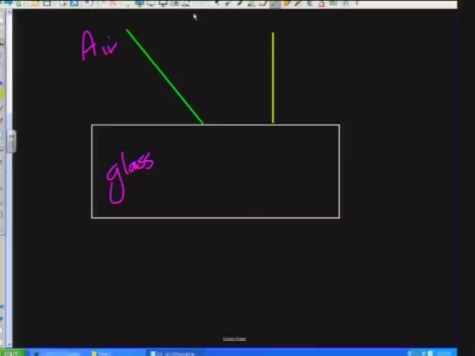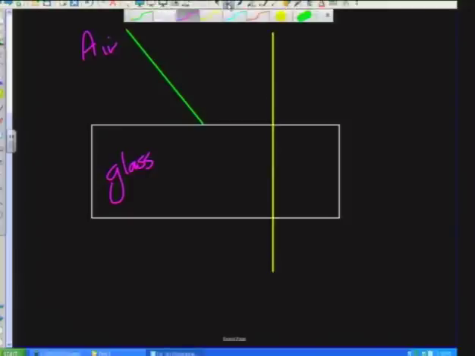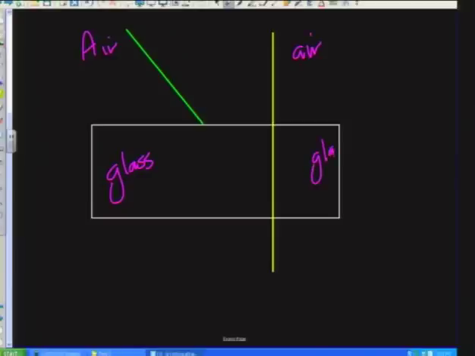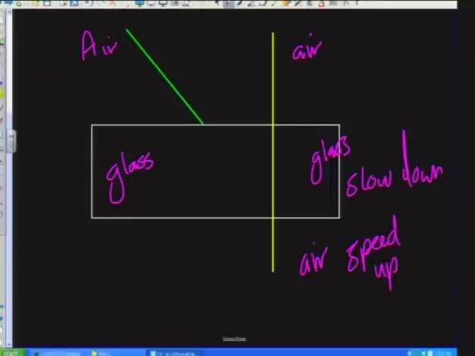Now, if the beam of light is put at this angle, at 90 degrees to the surface, the beam of light will in fact just go straight through it. But what I want you to understand is that there is still a change of speed here. Here it was traveling in air, here it's traveling in glass, and it slows down because the particles are closer together. So it slows down here, and here it goes back to air. So it was traveling slowly, it will speed up. This change of going from fast to slow to fast again is called refraction.